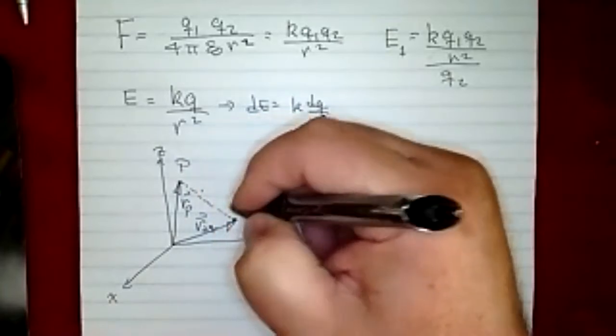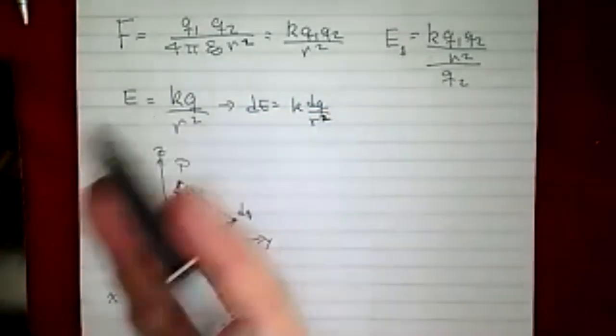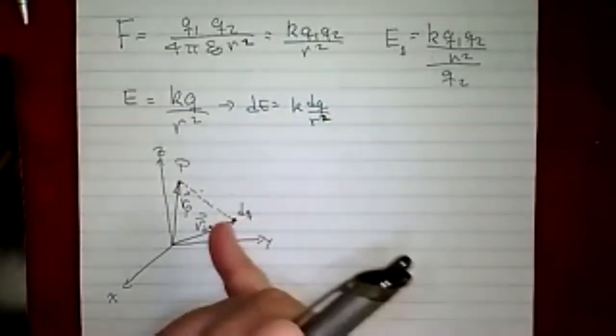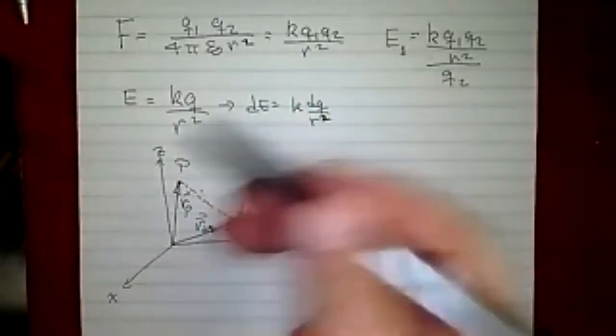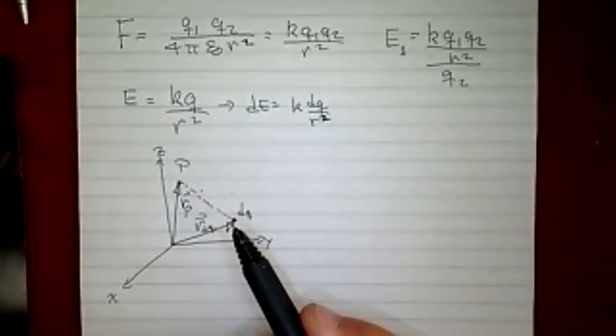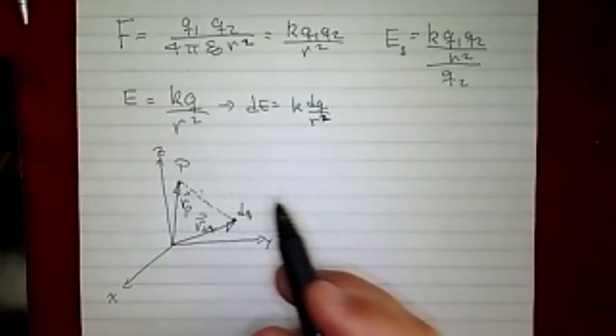Now I'm drawing it in 3 dimensions, so you've got to remember this one could be way out in front of the XY plane. This one could in fact be back behind the YZ plane, and that's all well and good.